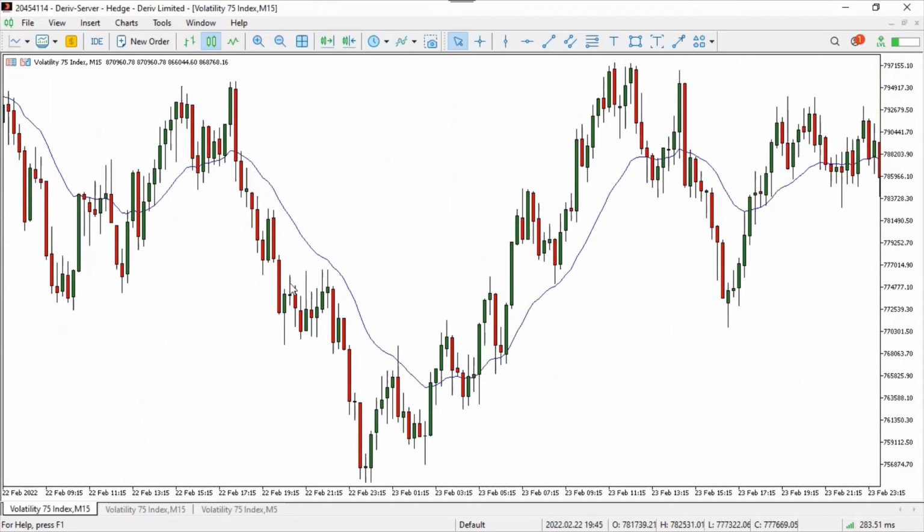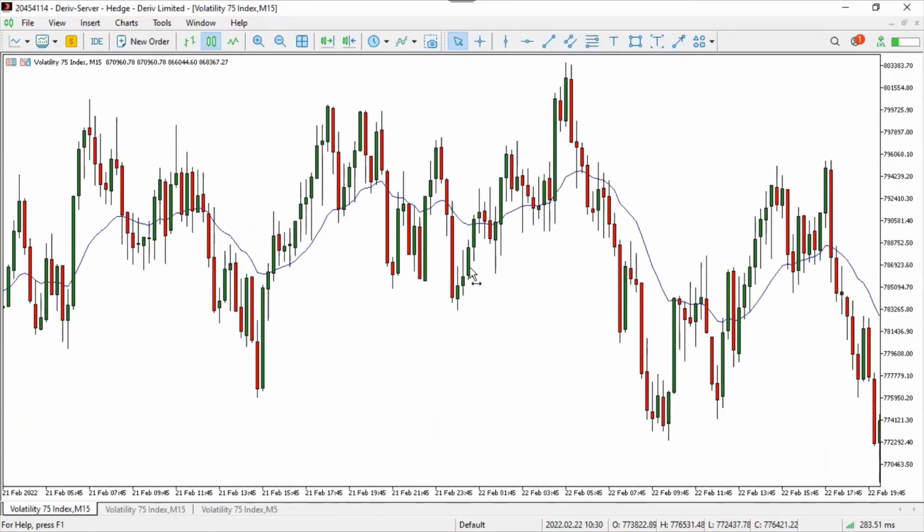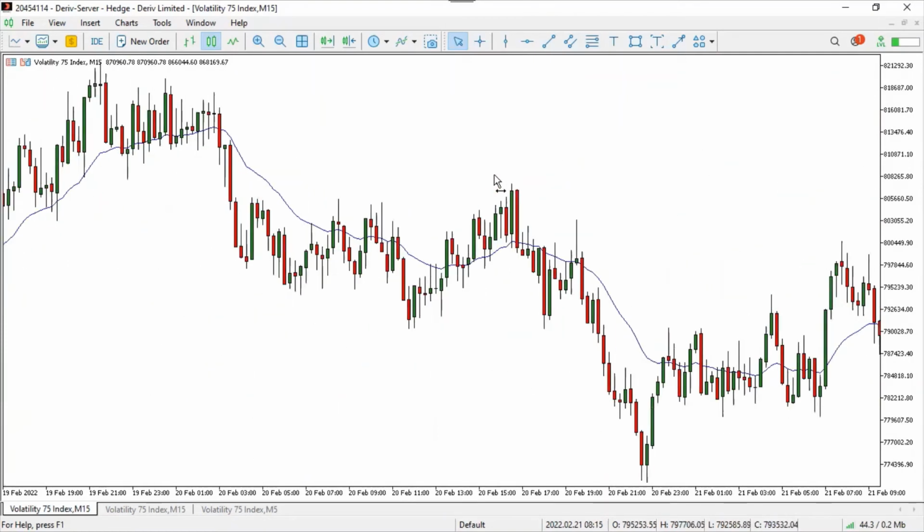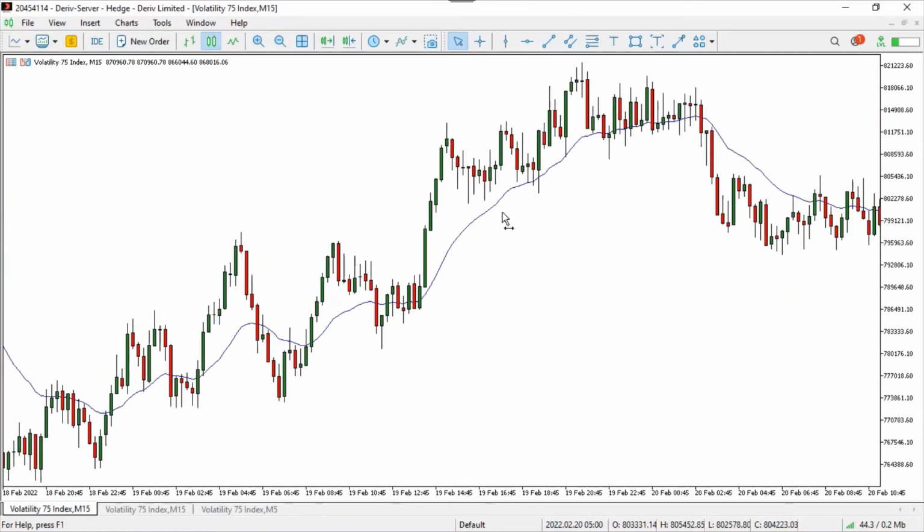When you are below, you're looking for sell. When you're above it, you're looking for buy. Look at this place. We are whipsaw, so you don't do anything, because it cannot give you any signal here. You can see that.